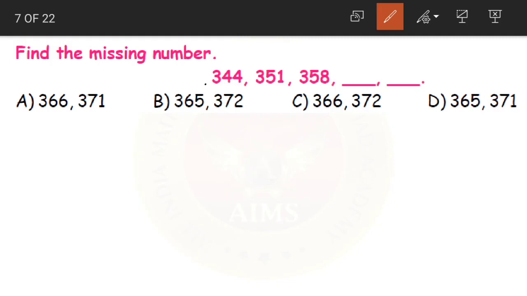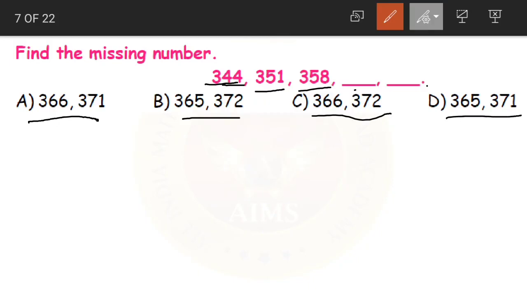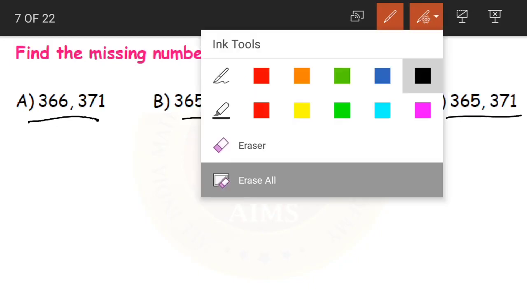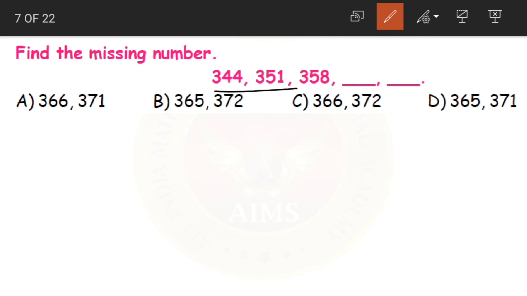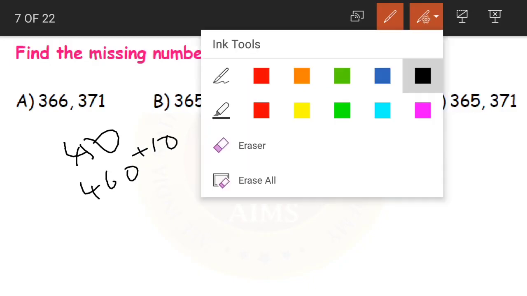Again a similar question. 341, 344, 351, 358, dash dash. Option A 366, 371. Option B 365, 372. Option C 366, 372. Option D 365, 371. Now that previous question was easy, right? 450, 460. We simply said that 10 was added. Yes, we needed to add 10.